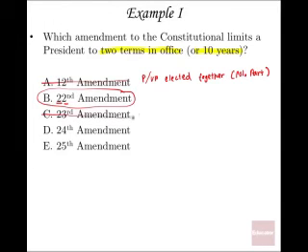Okay, it's not the 23rd Amendment. That is the D.C. Electoral College Amendment, or the Michael Jordan Amendment. The most famous number 23 moves to Washington, D.C. and is allowed to vote.